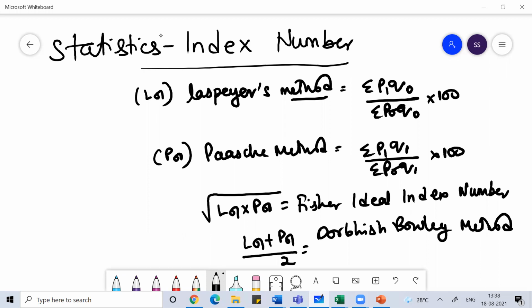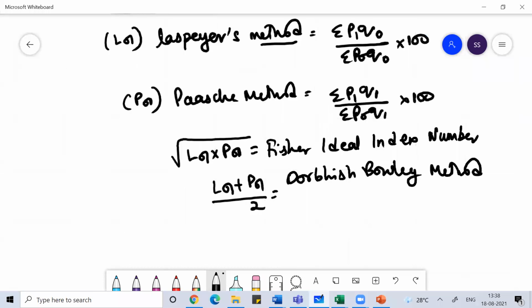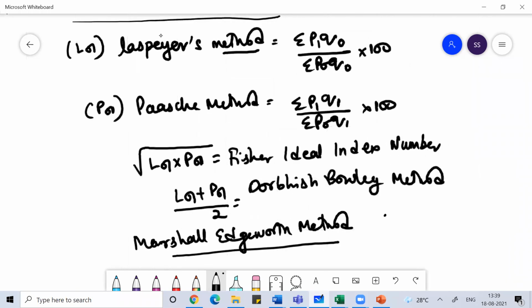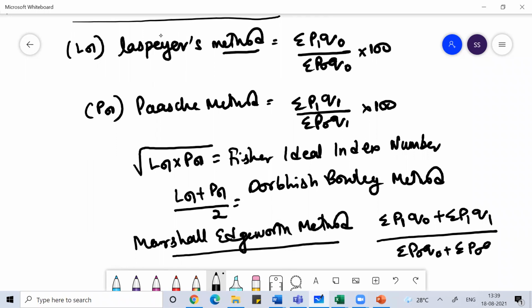So the geometric mean is the Fisher ideal index number method, while the arithmetic mean is called Drobisch-Bowley. Then there's the Marshall-Edgeworth method. So what is the Marshall-Edgeworth method? The formula is sum of P1 Q naught plus sum of P1 Q1, divided by sum of P naught Q naught plus sum of P naught Q1, into 100.